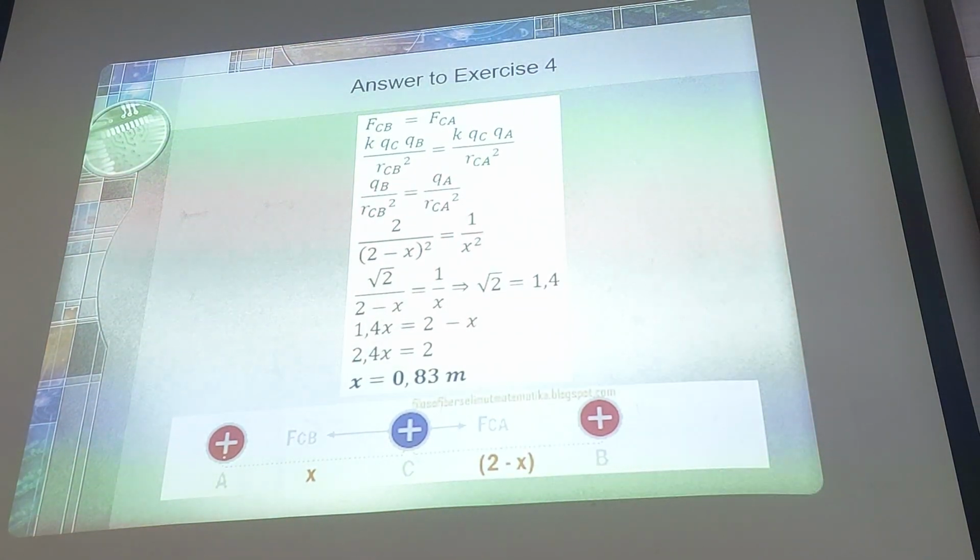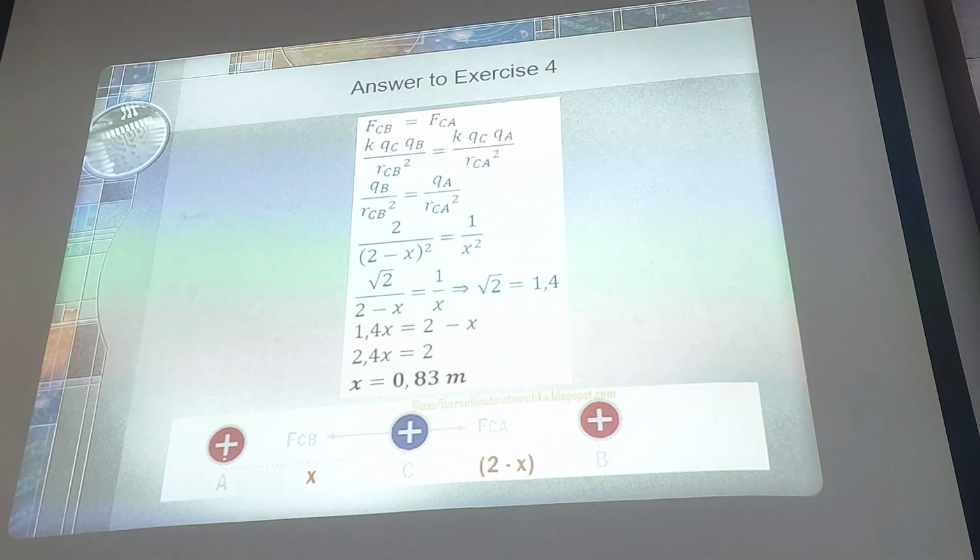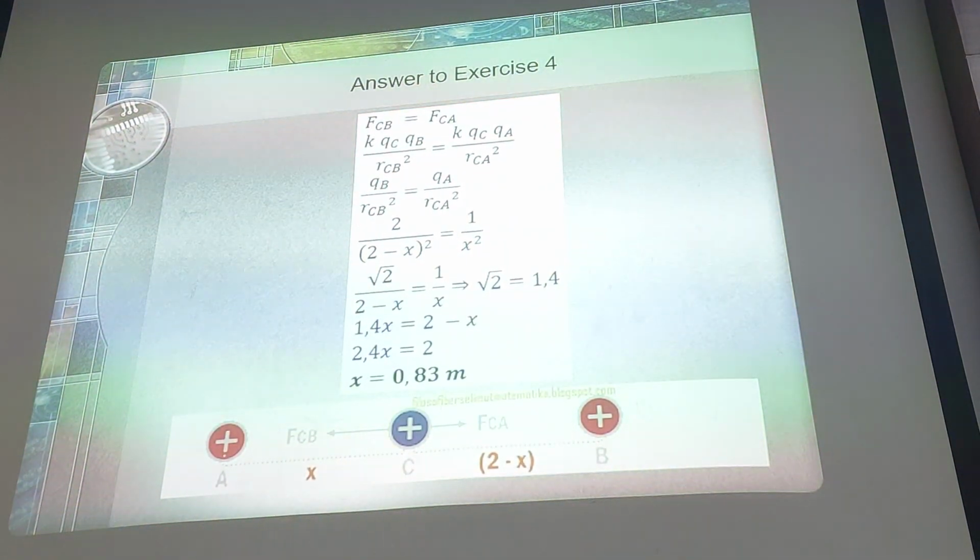Is it difficult? This kind of example? Okay. Alright.